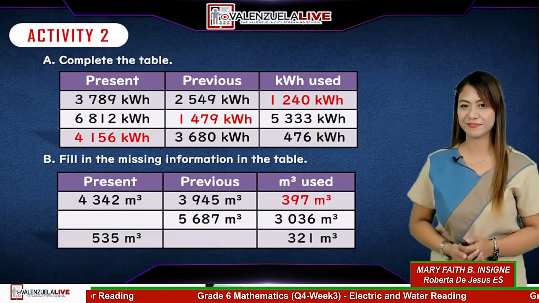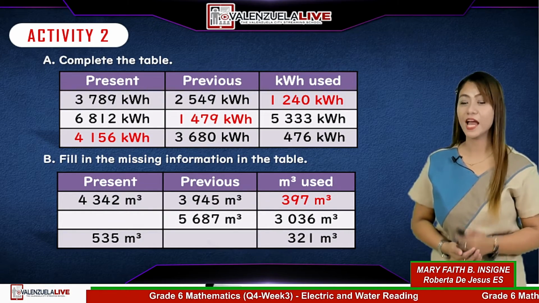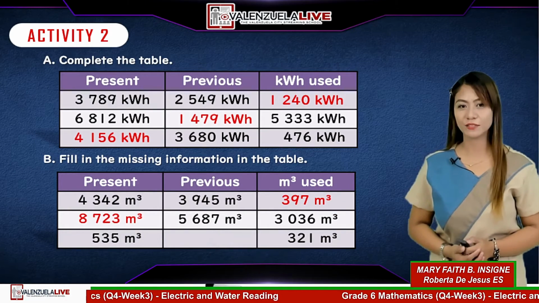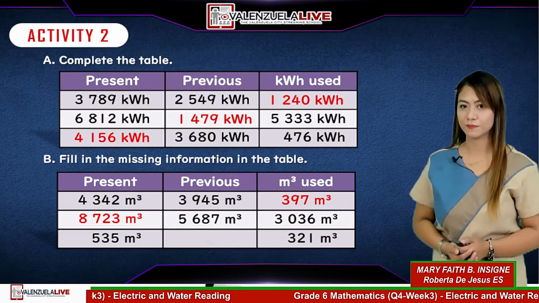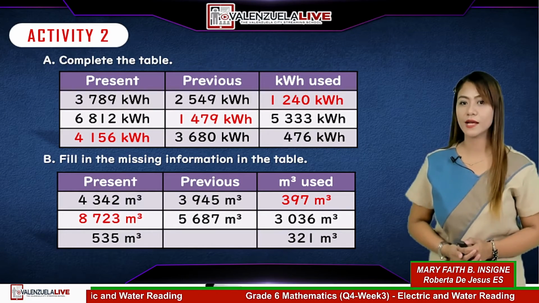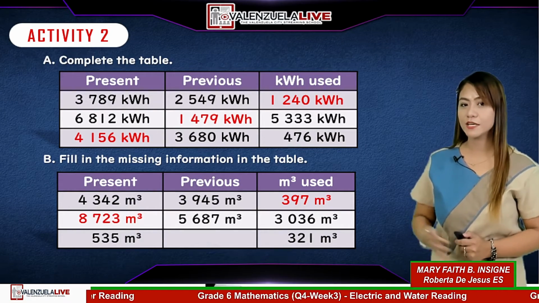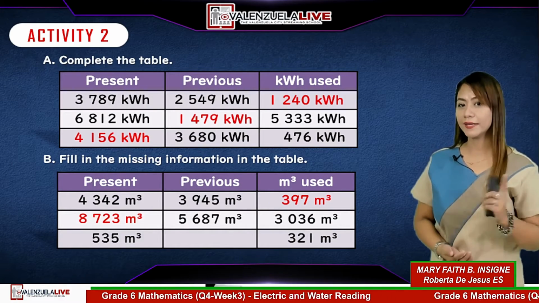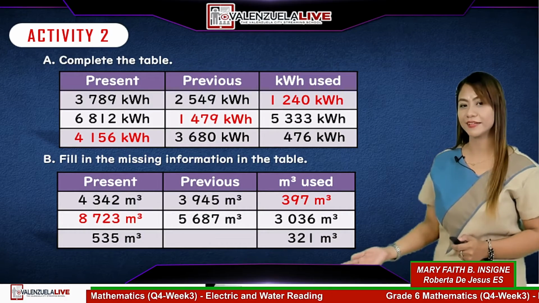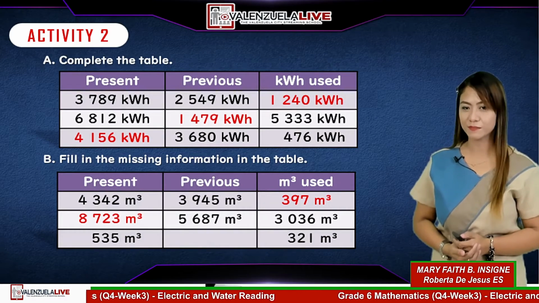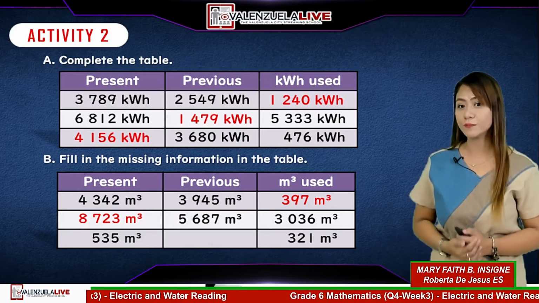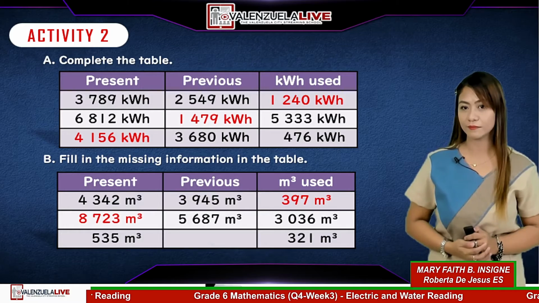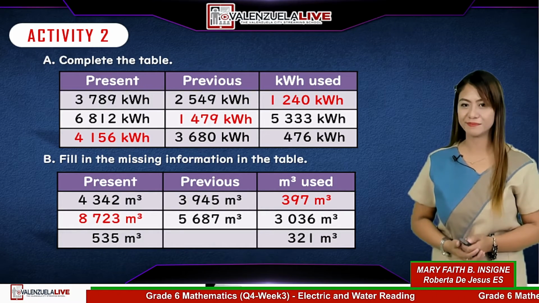What is your answer? Very good. The answer is 8,723 cubic meters. Number 3. Find the previous reading if the present reading is 535 cubic meters and the water consumption is 321 cubic meters. All we have to do is to subtract the cubic meters used from the present reading. And what is your answer?